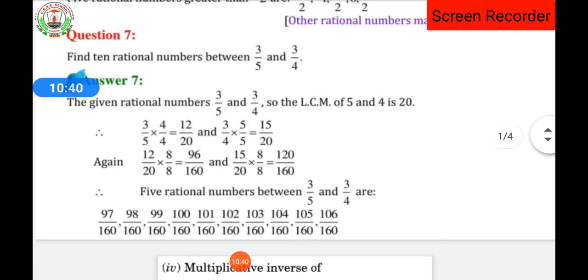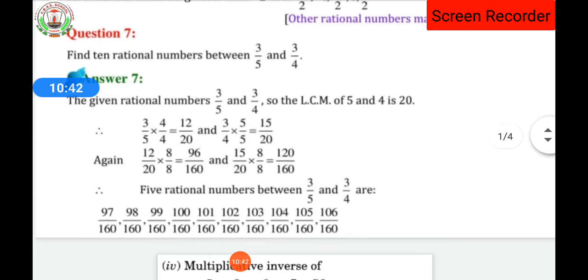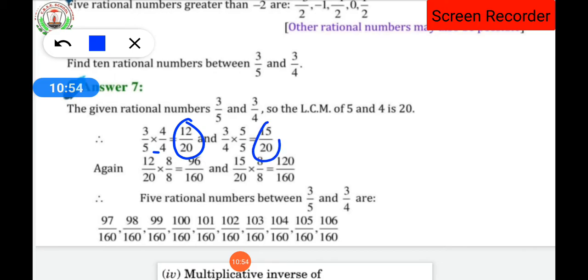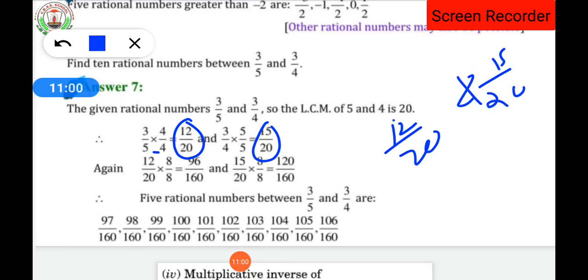Now 3 by 5 will be multiplied by which number to get the LCM 20? That number will be 4, isn't it? We will get the answer as 12 upon 20. 3 upon 4 will be multiplied with 5 to get the LCM 20. So here we will get the answer as 12 upon 20 and 15 upon 20, isn't it?